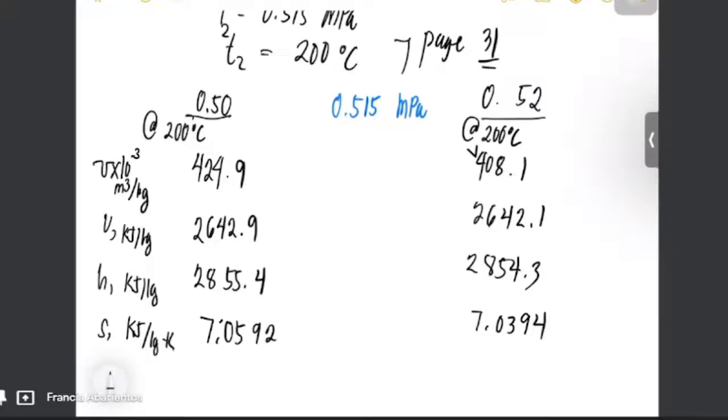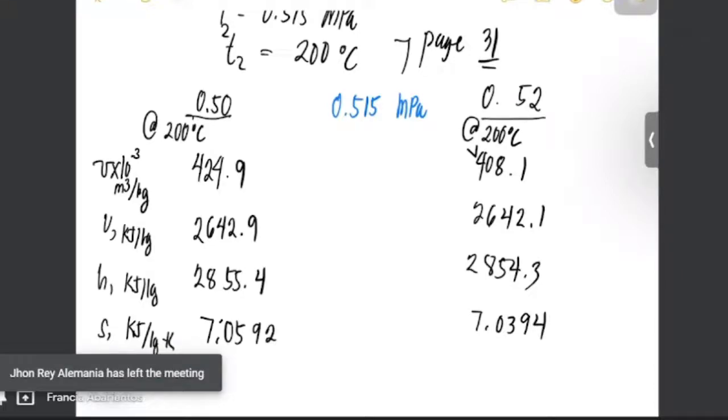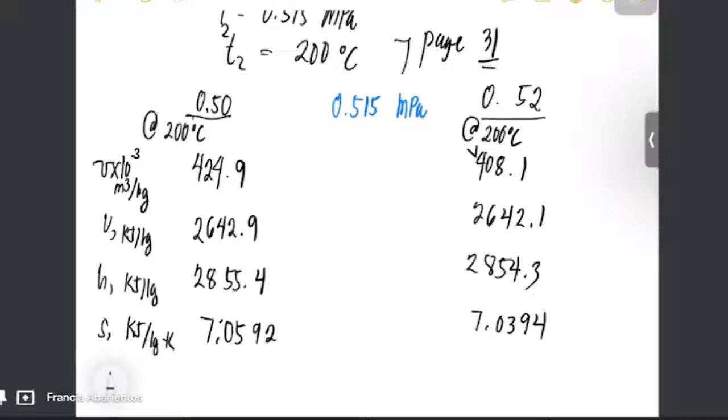424.9, 2642.9, 2855.4, 7.0592, 408.1. Kaya class, double check nyo bago mag-interpolate, ha? 2642.1, 2854.3, and 7.03. Okay, thank you, class.